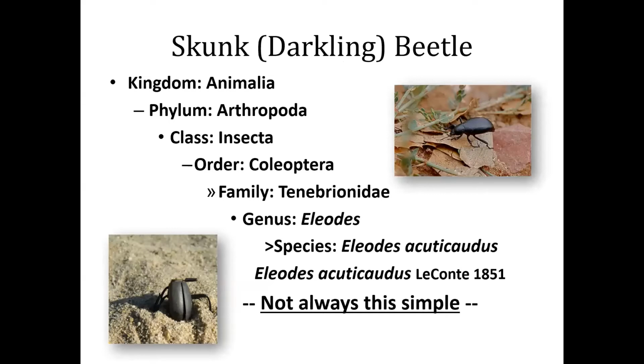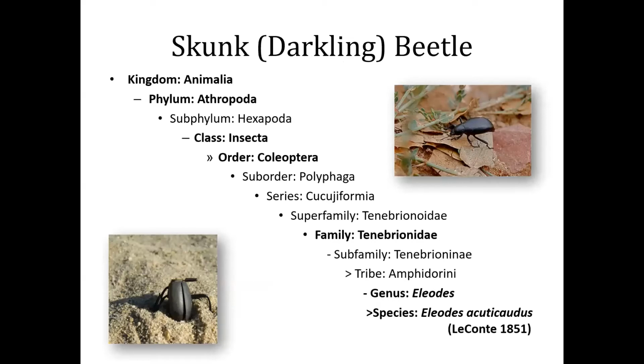So use these slides to help you practice. See if you can understand it. See if you can write it down as an example. You can use your book or Wikipedia to help you, but see if you can write down the classification for humans from domain all the way down to species. And let me know if there are any questions.